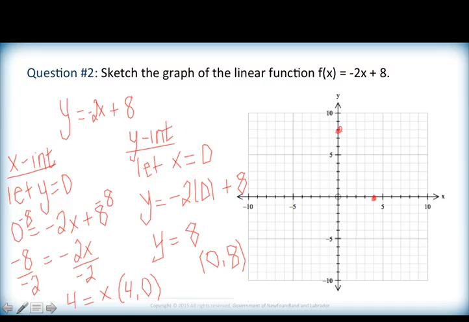And now we're going to try to draw our line through. Forgive me there, it's not a very straight line. But if you had to do it yourself, you would use a ruler to make a nice straight linear graph. So as you can see, this is a linear function with an x-intercept of 4 and 0 and a y-intercept of 0 and 8.